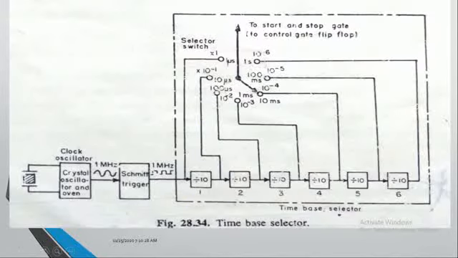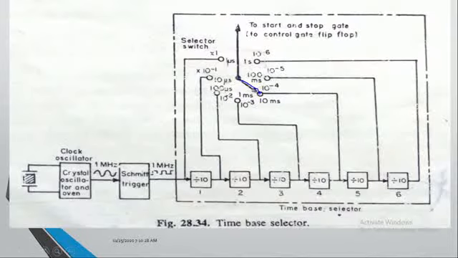So at the output of this one we have 1 microsecond, 10 microseconds, 100 microseconds, and that period depends on the switch selector. Okay, so to which time period, meaning how long you would like to measure the number of pulses, that is decided by choosing this particular switch.